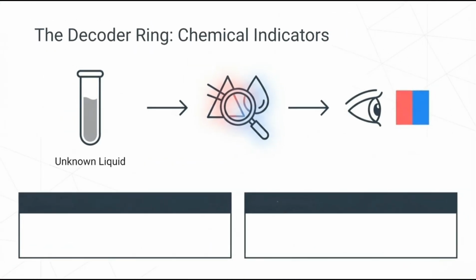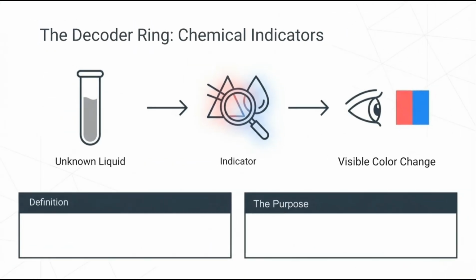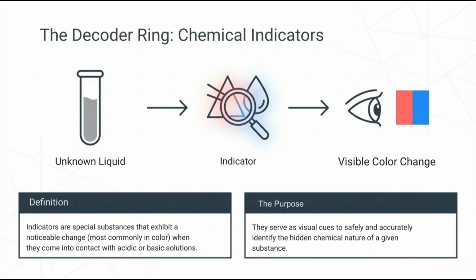But how do we tell them apart without tasting them? We use indicators. These are special substances that show a noticeable change, usually in color, when they touch an acid or a base. They are like chemical signals that reveal the hidden nature of any solution.